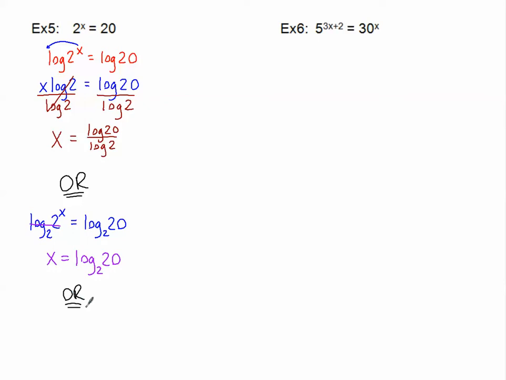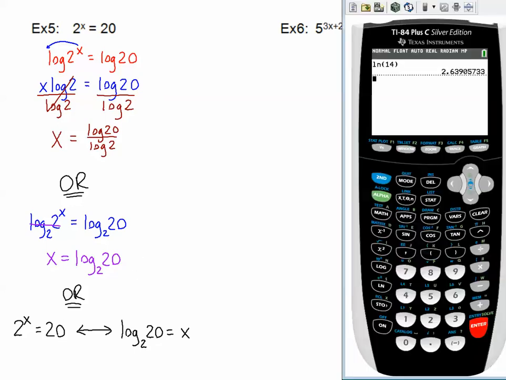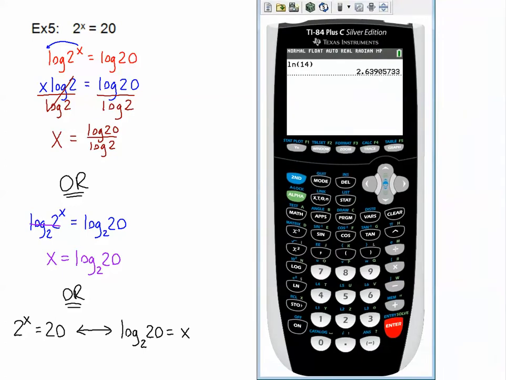One last way, and this really only works for something that looks like this. If we have 2 to the x is equal to 20, we could use our idea of rewriting this exponential equation and put it into logarithmic form. We'd write the log, the base is 2, the number is 20, and that must be equal to the exponent x. And that, of course, is the same exact thing that we just wrote right here in the purple. So there are 3 different ways to solve this. And let's just make sure that these work, of course.